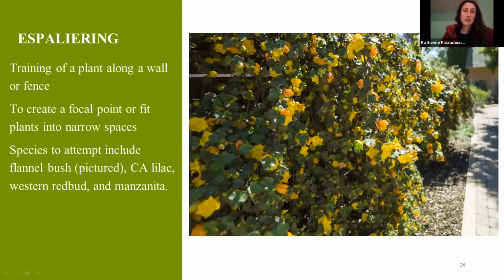So espaliers. Espalier sounds really hoity-toity, and what espalier is, is training a plant along a wall or a fence. And you can take that to a pretty extreme point that I don't care for myself, which is to train even fruit trees. You can look it up. If you Google espalier, you'll see some real forms where they've even trained fruit trees along a geometric pattern to be completely vertical or, you know, flat against a wall or a fence.